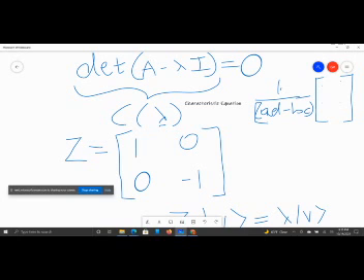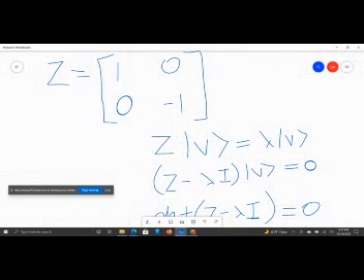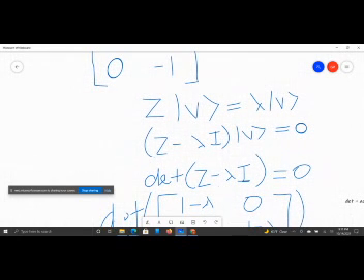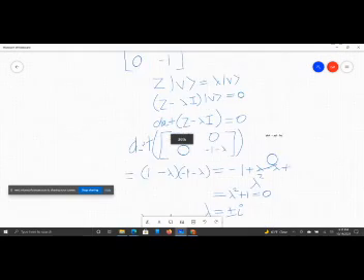So let's just try and apply this, and then maybe you'll get a better intuition. Let's take the Pauli Z gate or matrix from before, which is 1, 0, 0, minus 1. So first of all, we go through the motions. Z applied to V is equal to lambda V. Z minus lambda I applied to V is equal to 0. And so the determinant of Z minus lambda I is then equal to 0. We're setting it equal to 0, rather.